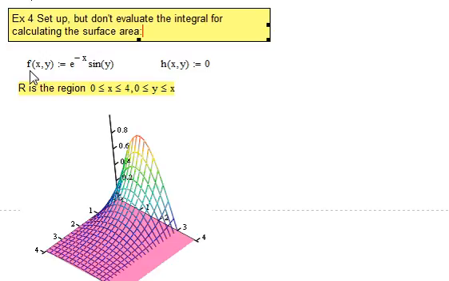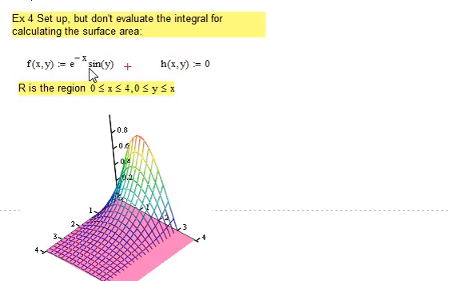And here's what it is. The function is f of x, y equals e to the negative x times sine of y. And this is just to help me with my graph here. And R is the region where x goes from 0 to 4 and y goes from 0 to x.